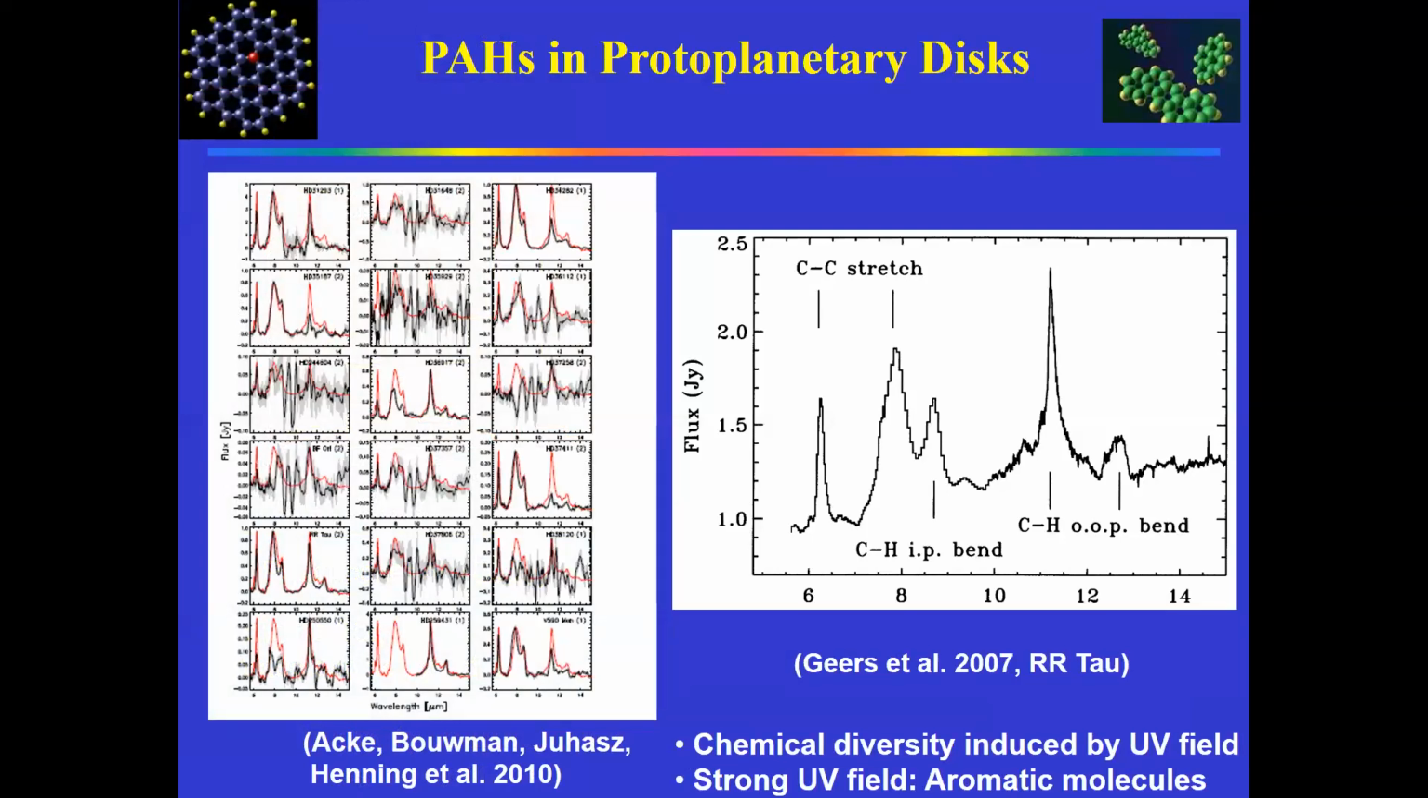And finally, let me just show you a spectrum, again obtained with Spitzer, an infrared spectrum on the left side of a number of objects with disks. And you see here that all these disks show very strong infrared features, and they are interpreted as different classes of PAHs, and the strong UV field certainly shapes these molecules quite a lot.